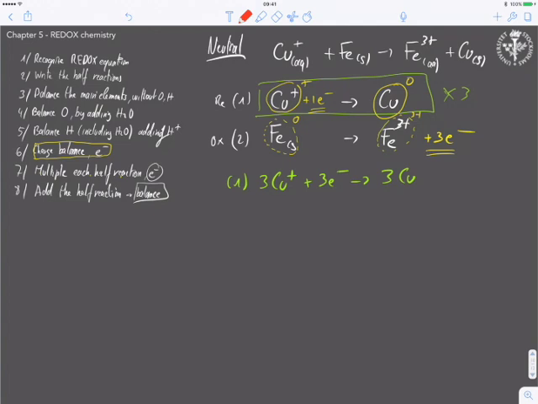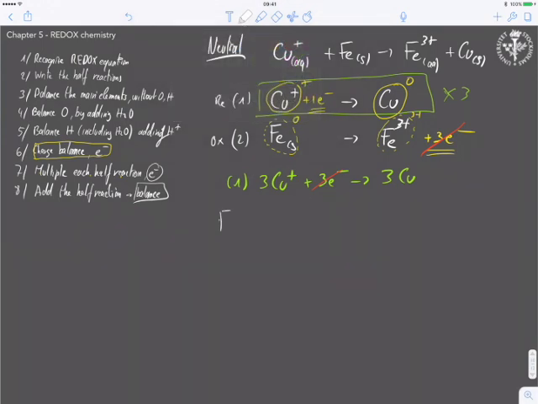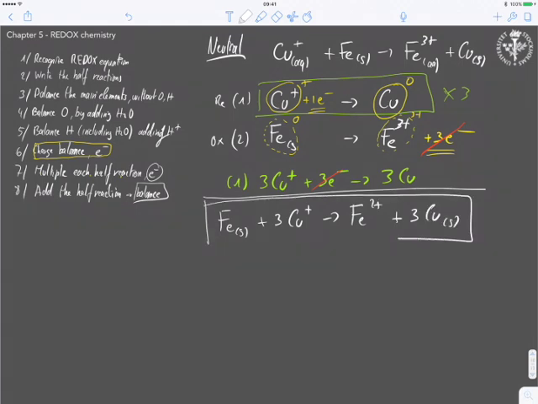Now I'm simplifying this, and I can write by adding those two components together. We have Fe solid plus 3 Cu+ will give you Fe3+ plus 3 copper solid. And this is a stoichiometric balanced equation, neutral. You're not creating any acidity, you're not creating any basicity. So no H, no OH in this case. This is an example in a neutral setup.